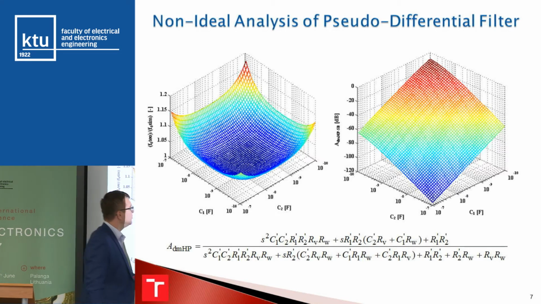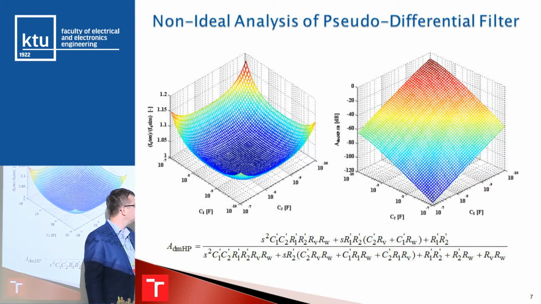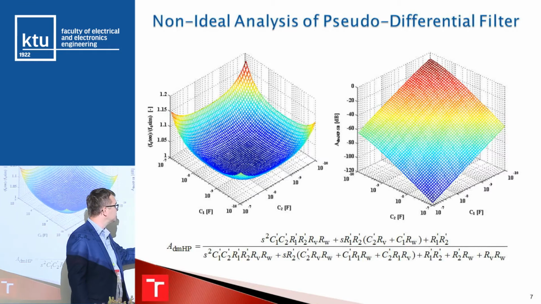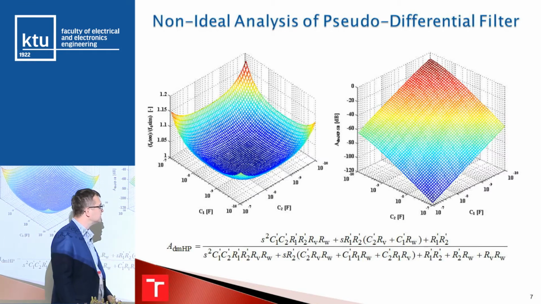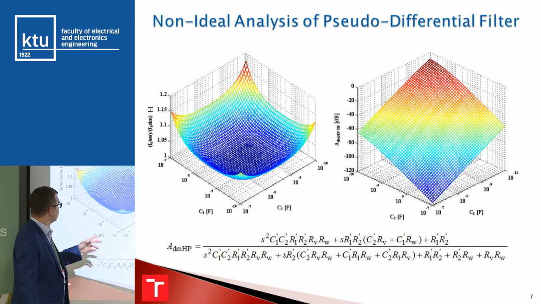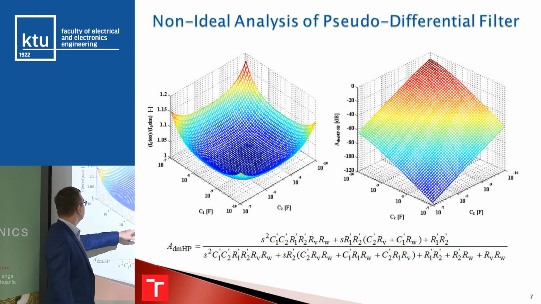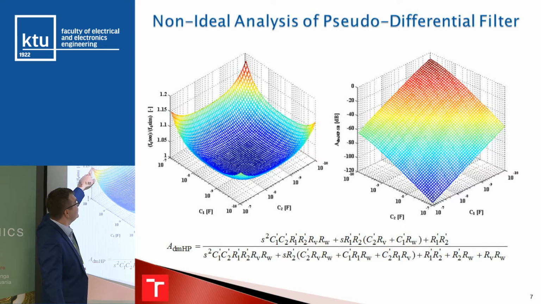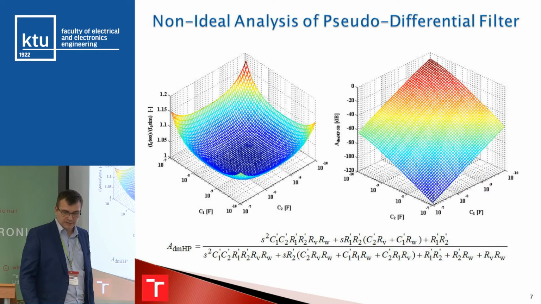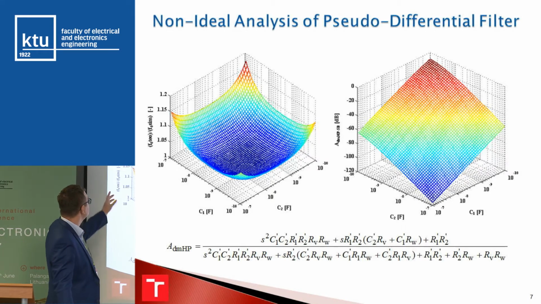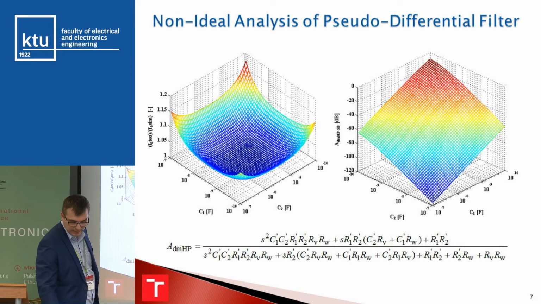So in this case, if you would like to obtain the maximum attenuation in the stop band, then we would have to go for the highest values of capacitors possible. But if we do that, we are in this corner of the 3D plot, so we will obtain an error in the center frequency of, let's say, 15%.